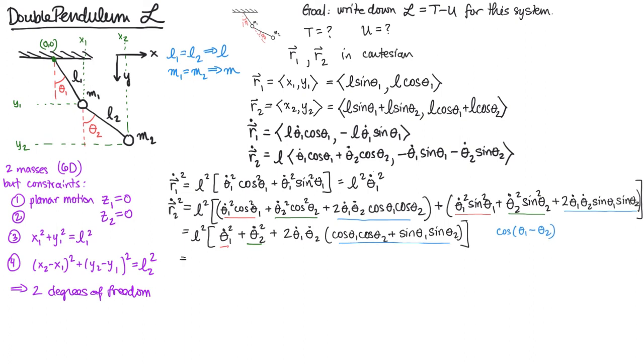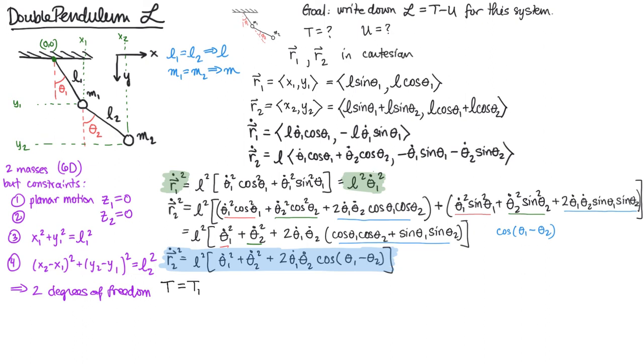So our final step here is to say we have the square of the angular speeds plus a cross term times the cosine of the difference of the angles. Okay, so we can stitch this all together now to find the total kinetic energy, which is T, it's 1/2 m v1 squared, which is r1 dot squared, plus 1/2 m v2 squared, which is r2 dot squared.